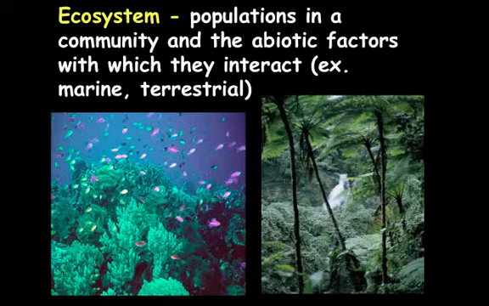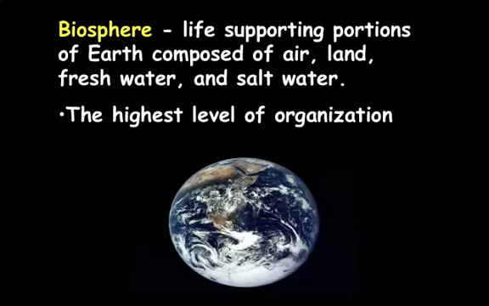An ecosystem is a population in a community and the abiotic factors with which they interact. So it combines your community and population levels. And we have both marine and terrestrial ecosystems. The biosphere is the life-supporting portions of Earth composed of air, land, freshwater, and saltwater. And this is the highest level of organization and encompasses everything.